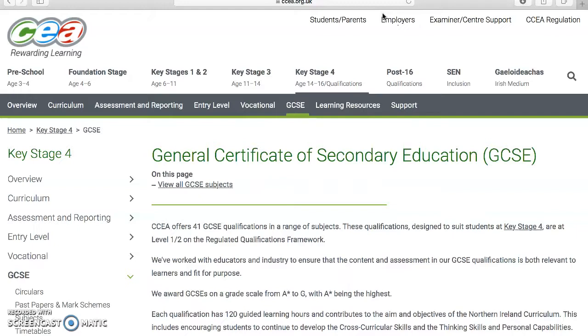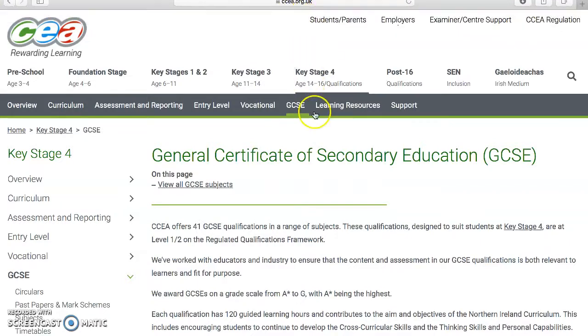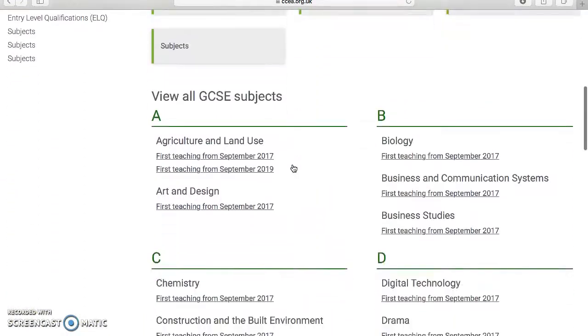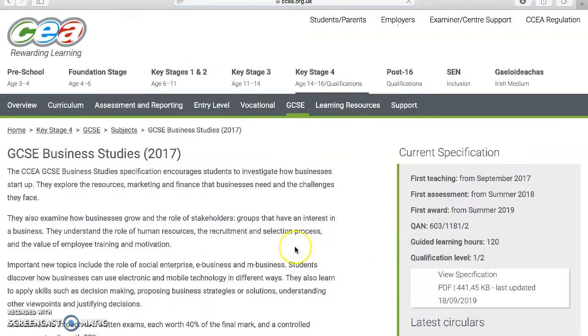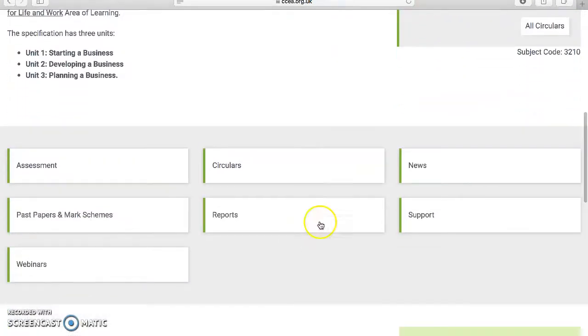So I'm on the CCEA website now, which is www.ccea.org.uk, and then we're going to go into the GCSE section, scroll down, and we're going to go to Business Studies. And then once we're in Business Studies, we're going to go to Support.